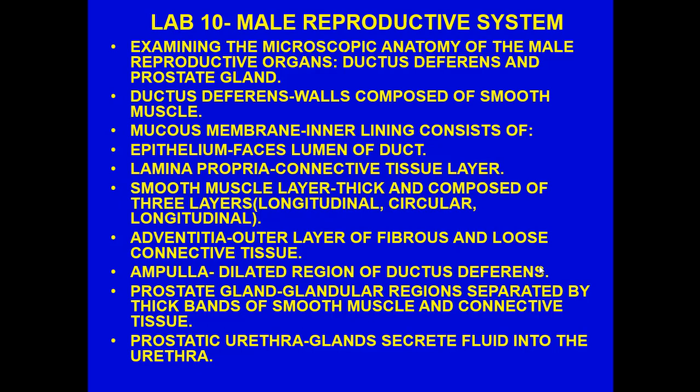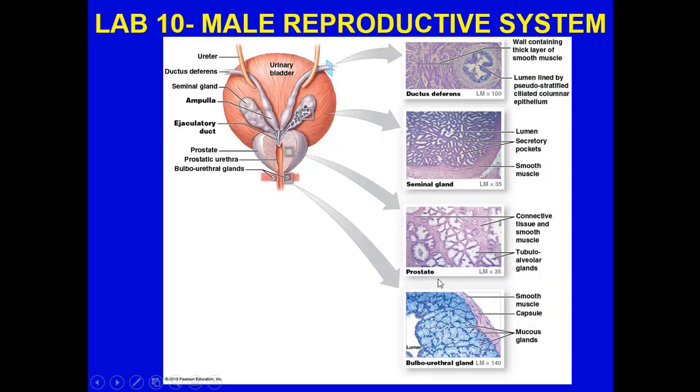Now you have a section sort of at the end of the ductus deferens called the ampulla. It's a dilated region, and part of it is so that you have some mixing of the different fluids coming in. The prostate gland is a glandular region separated by thick bands of smooth muscle and connective tissue. You have the prostatic urethra, which the glands secrete fluid into, as you can see right here.